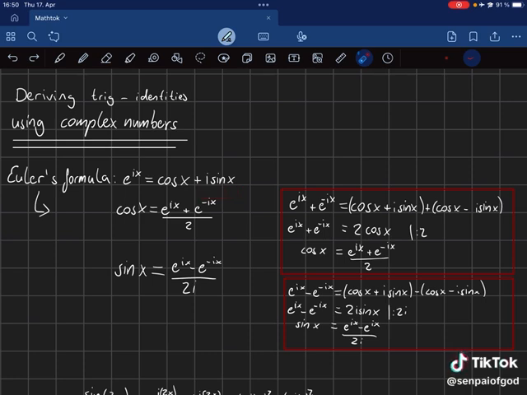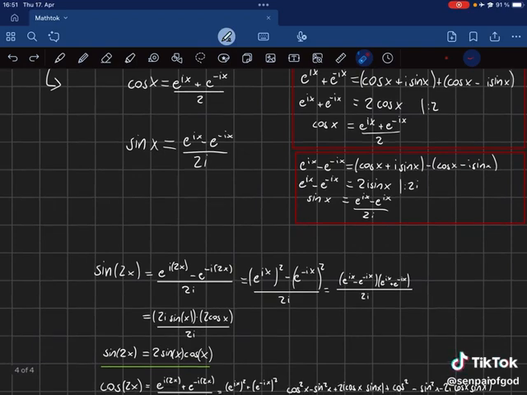And I get my cosine of x and sine of x by getting two of these and just solving for cosine and solving for sine. And yeah, let's begin with double angle identities.